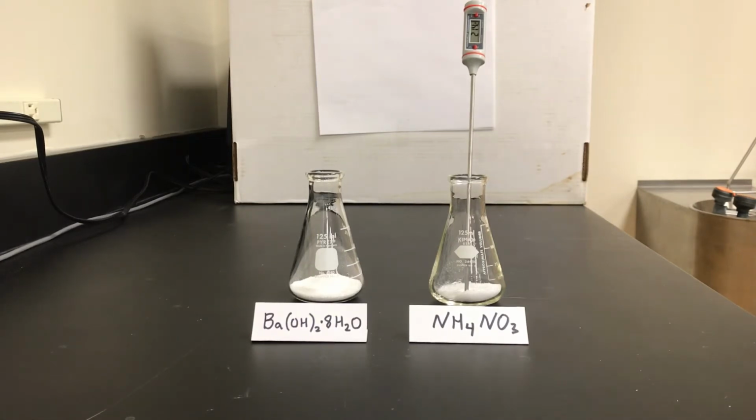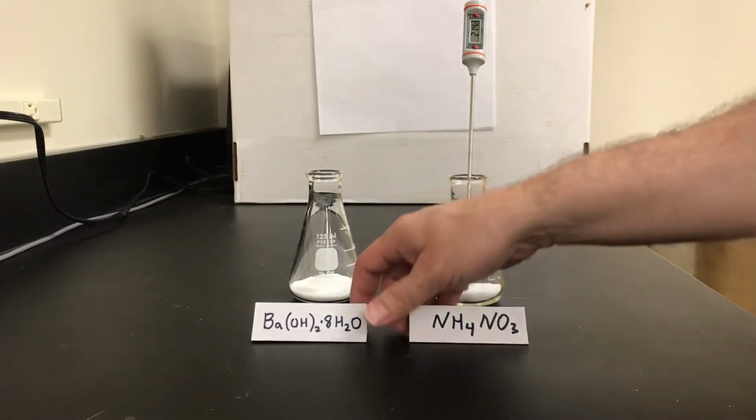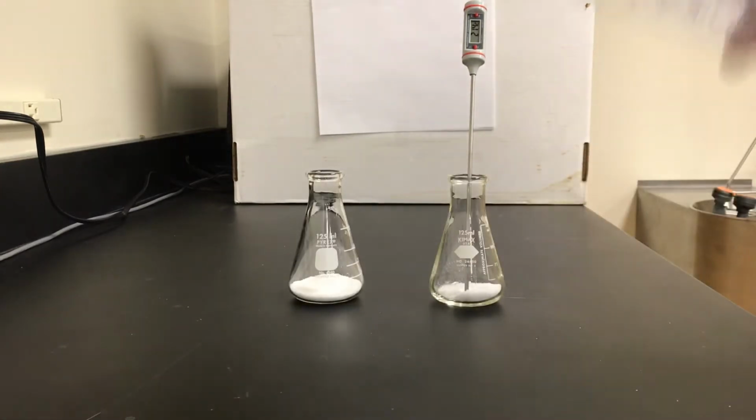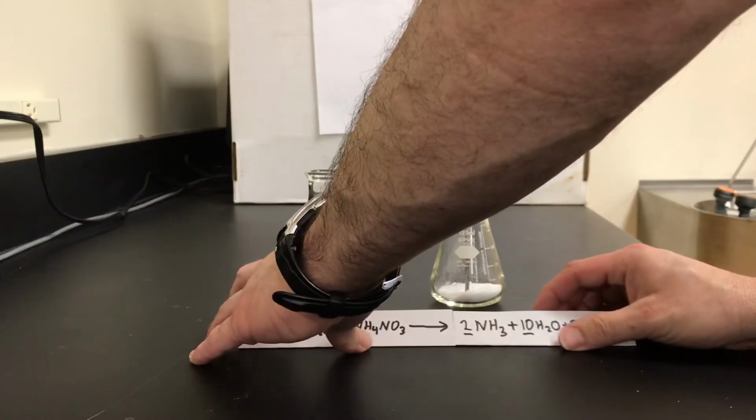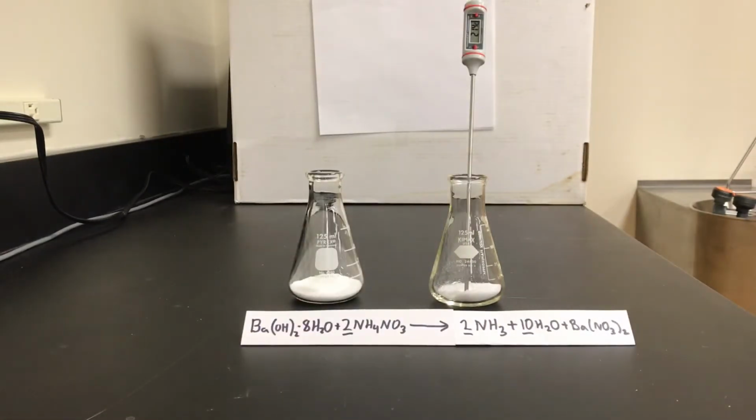So I'm going to pour the barium hydroxide octahydrate into the ammonium nitrate flask, and we will monitor the temperature. The reaction is going to look like this. Barium hydroxide octahydrate reacts with ammonium nitrate to make ammonia, which will be a gas in this reaction, water, and barium nitrate.